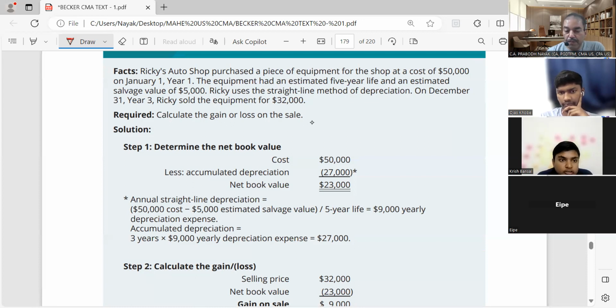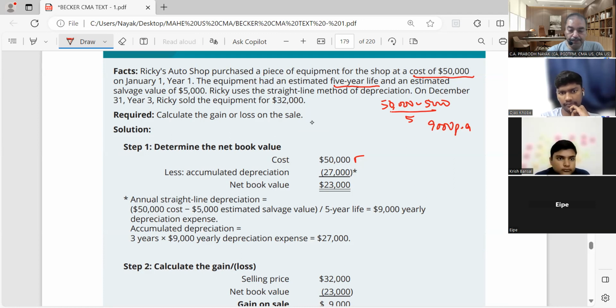So the actual cost of the asset is 50,000, and it has a 5-year life and an estimated salvage value of 5,000. That means 50,000 minus 5,000 salvage value, divided by the life of the asset, 5 years. 45,000 divided by 5, so per year it is 9,000 per annum depreciation.